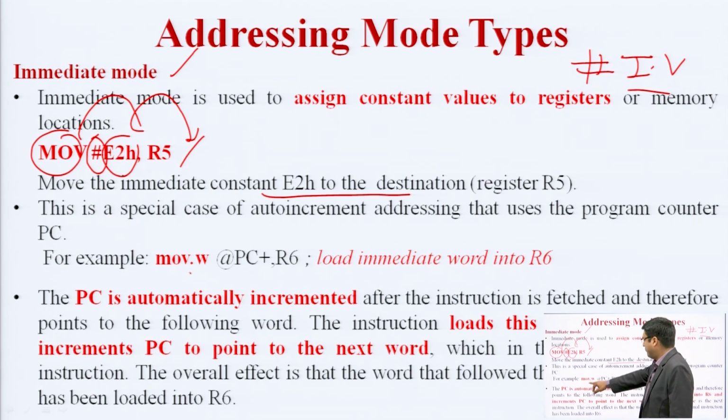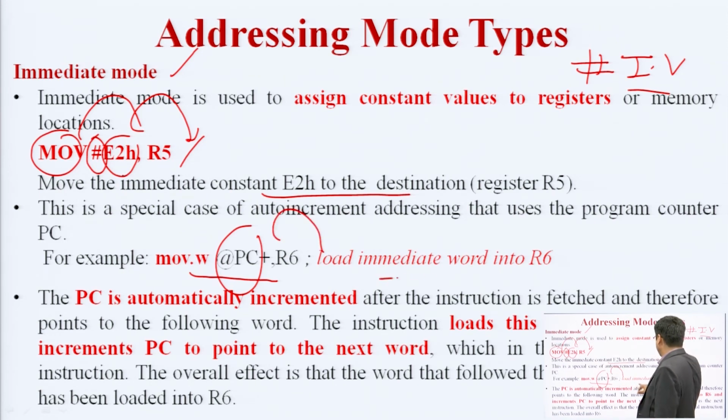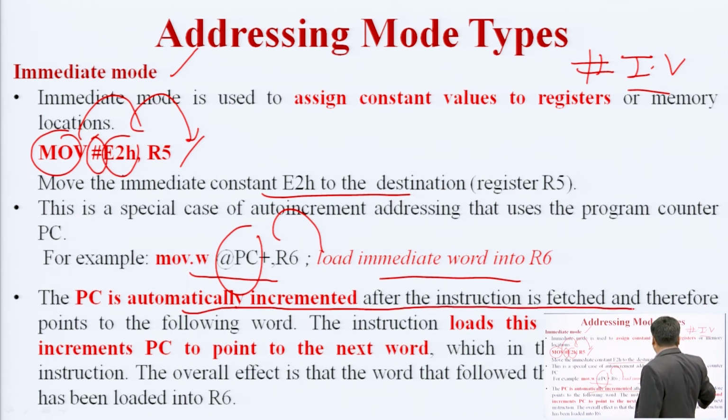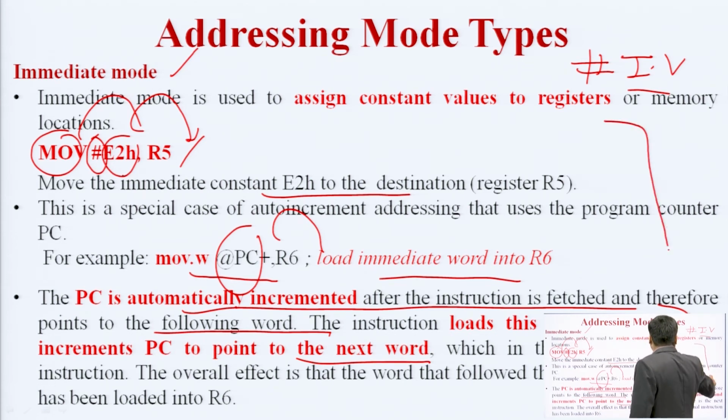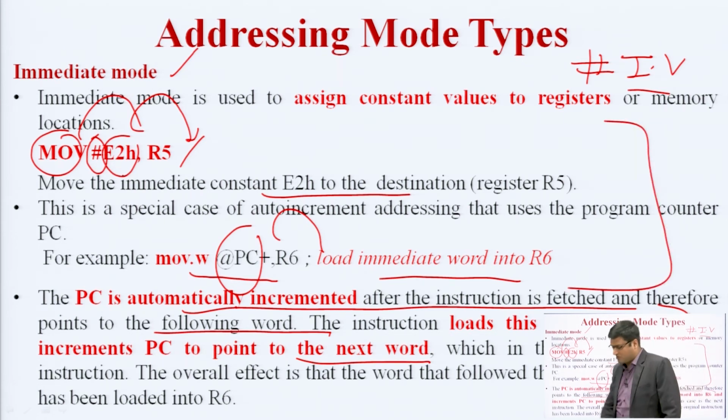For example, move.w @PC+, R6. Basically we are loading the immediate value into R6, an immediate word into R6, .w means word. Here the PC is automatically incremented after the instruction is fetched, and therefore it points to the following word. At each step it is incremented and PC points to the next word. So, this is the immediate addressing mode, that is we immediately move the data from one register to another. So, these are the types of addressing mode.